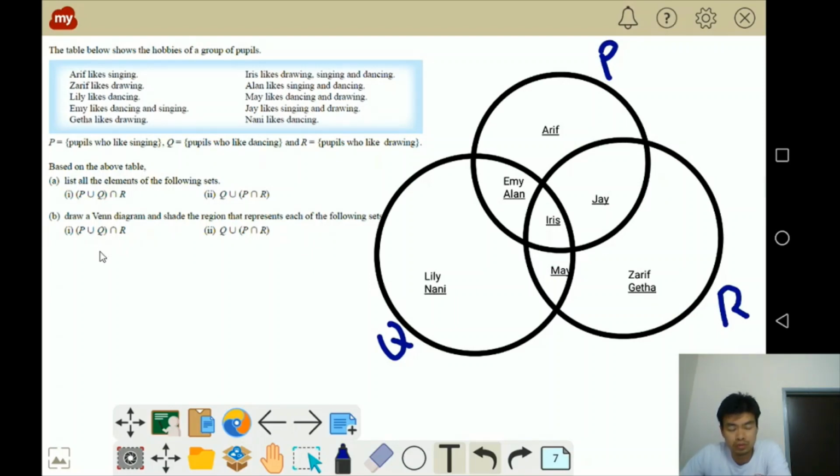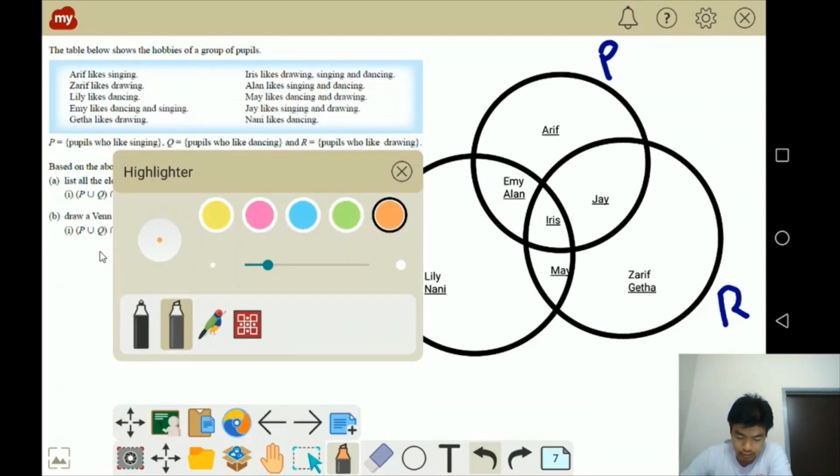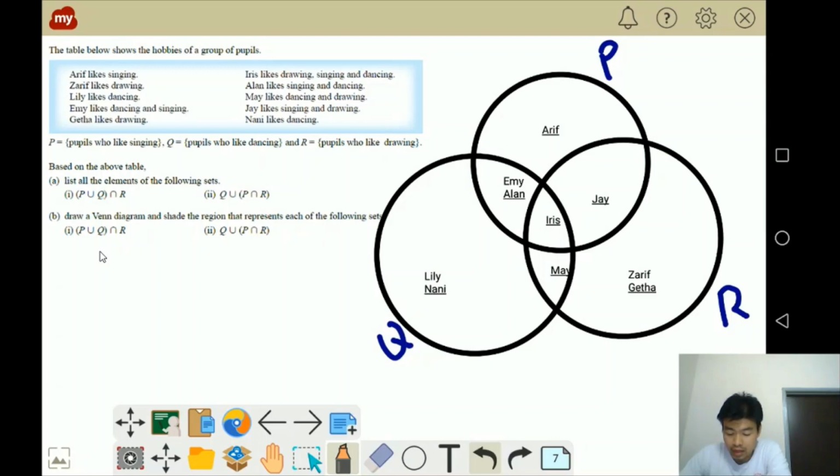So what is P union Q? I'm going to highlight it using the highlight pen. For P union Q, I'm supposed to highlight all the P and Q, right? So I should highlight all these 5 sections. Alright, I'm going to change the highlight pen colors.